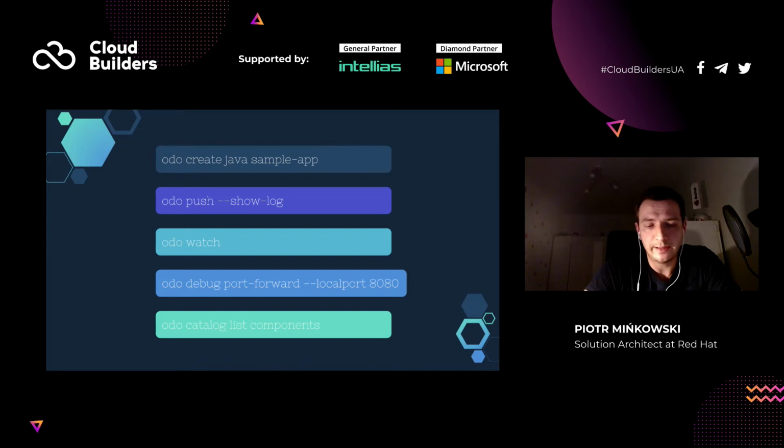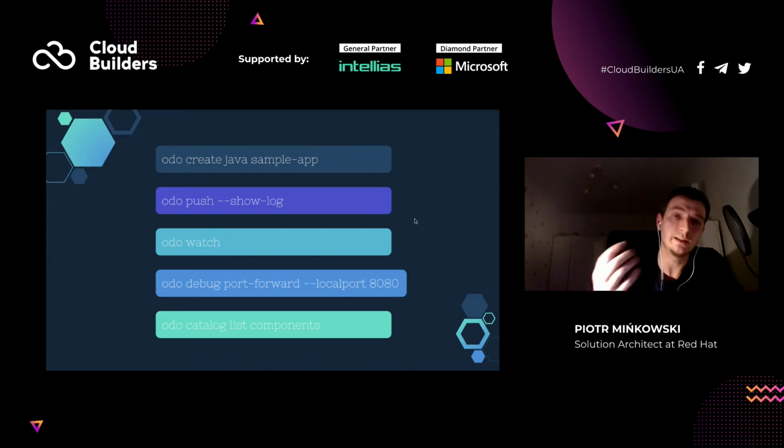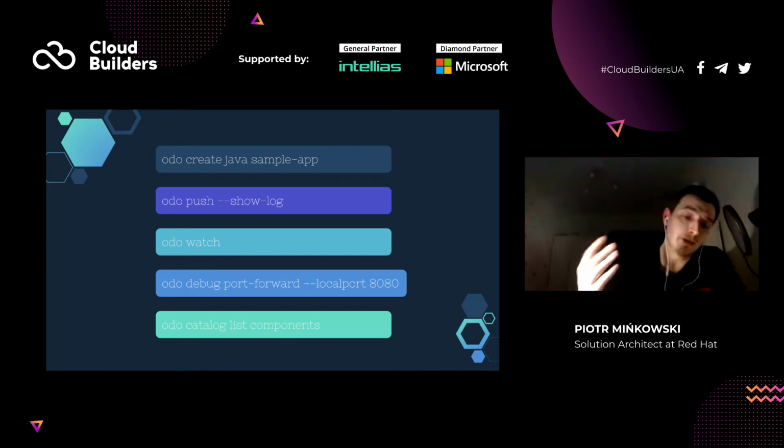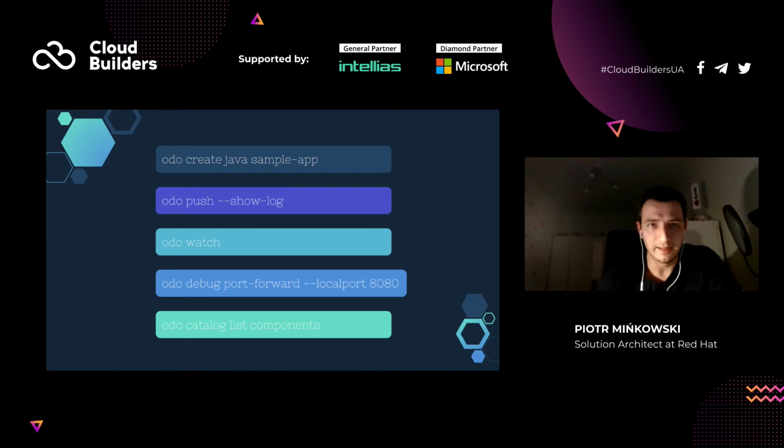And to create an inner development loop and watch for changes in files, we need to run the odo watch command. You can also easily debug our applications with the odo debug command. We need to set up a port for forwarding in this case.